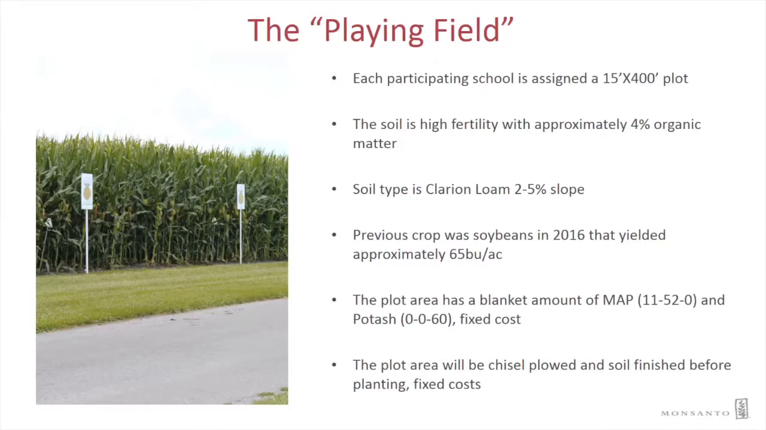We will apply a blanket amount of phosphorus, which is what we call MAP, and potash, which is your potassium. Those are figured into your fixed costs. Those are certainly variables that play into your decisions on a farming operation on any given year, but we've turned this into a fixed cost for you guys to make the program a little bit simpler. The plot area will be chisel plowed and soil finished before planting, and those costs will be taken care of in the fixed cost section as well.